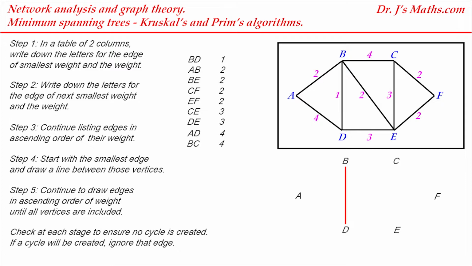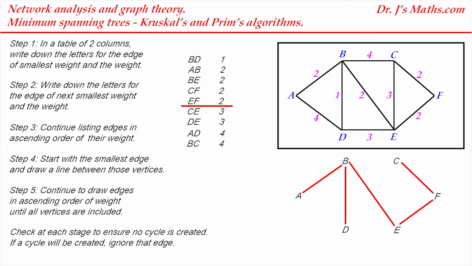So therefore, I look at my table. AB is the next item, so therefore I draw in AB. BE is the next one, I draw in that. CF is the next one, I draw in that, and EF is the next one, I draw in that. When I get to this stage, I can see that all the vertices have been used, so therefore I'm going to put a little red line underneath the last one that I used.